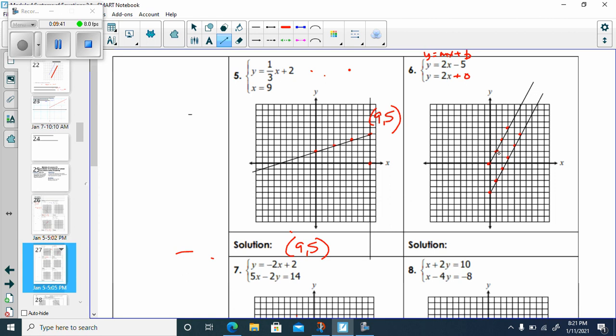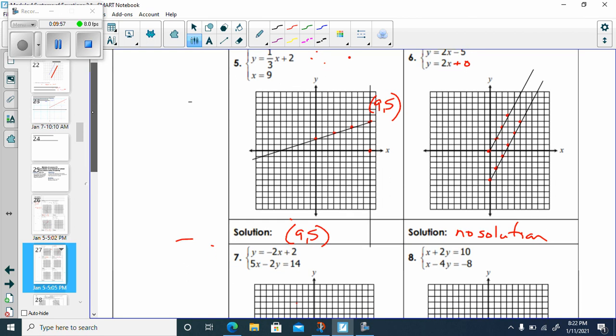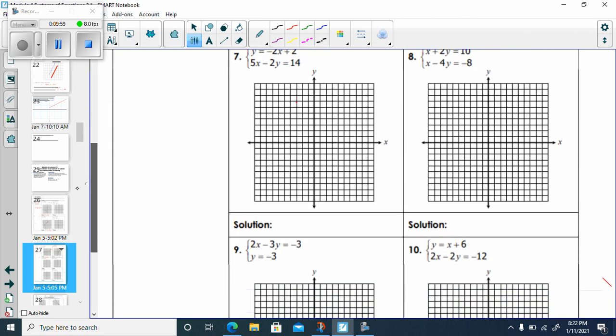We've got two lines that are parallel. These will never intersect. If the two lines will never intersect, then there is no solution. It's not that the solution is 0. There is no solution. There's no point at which the two lines will intersect. Okay?